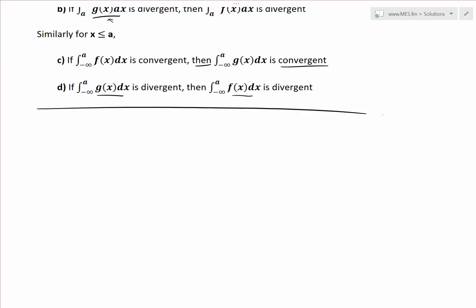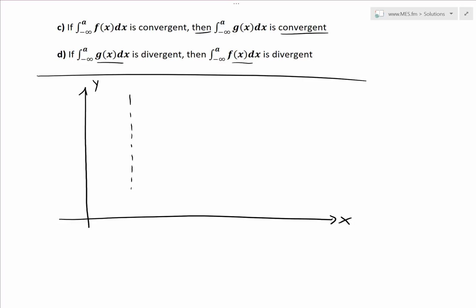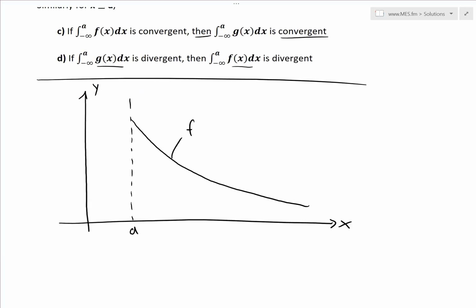So to illustrate why this is true, let's just take a look when x is greater than or equal to a. So if we have the graph like this, an xy plane, let's go at a here, this is x equals a, and let's just draw a curve function like this, like f. So this is f of x. Now let's draw the curve g. So f of x is always greater than or equal to g right here. So it's always greater than it, and they're both greater than or equal to 0 in this case.